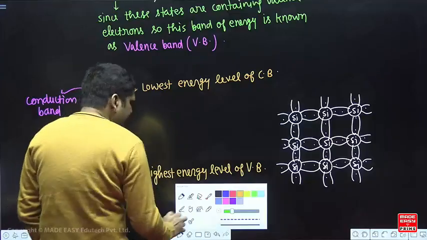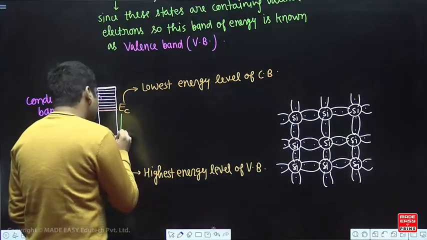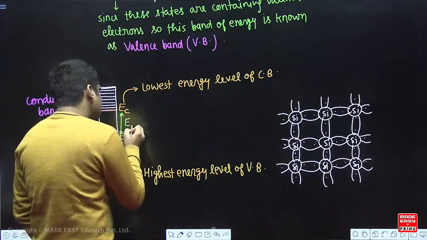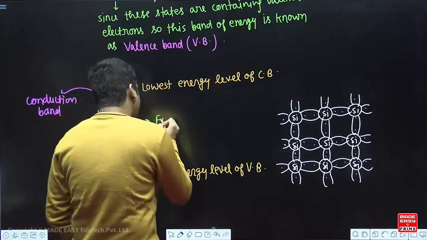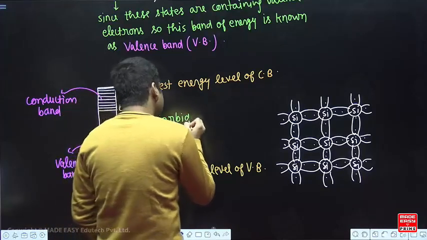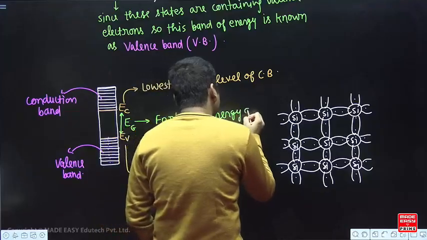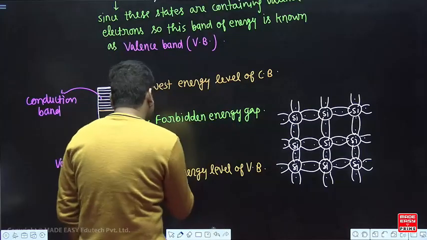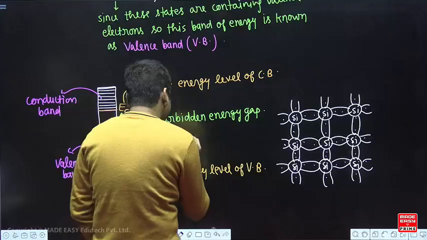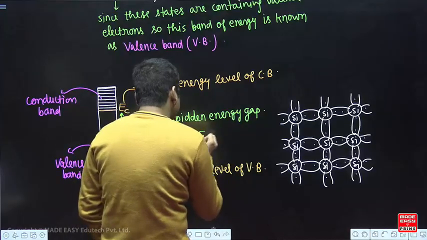The gap between EC and EV is EG, and this EG is known as the forbidden energy gap. EG is equal to EC minus EV.